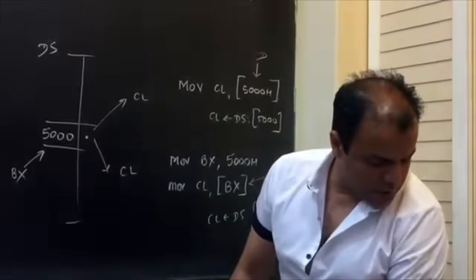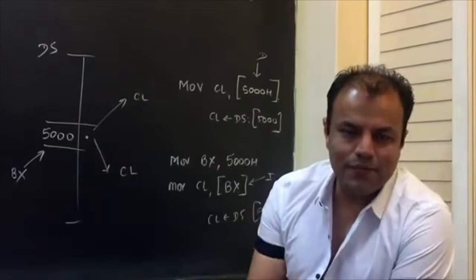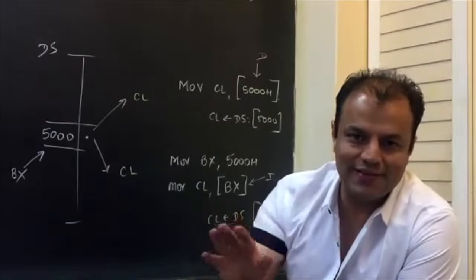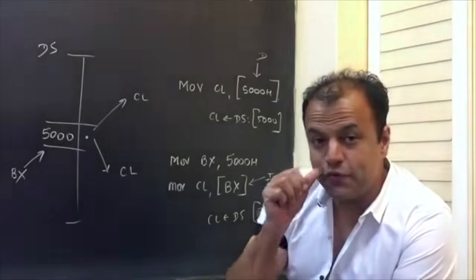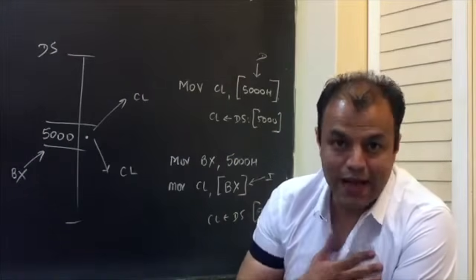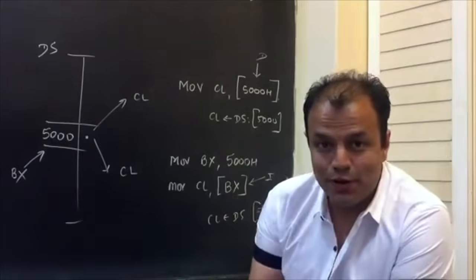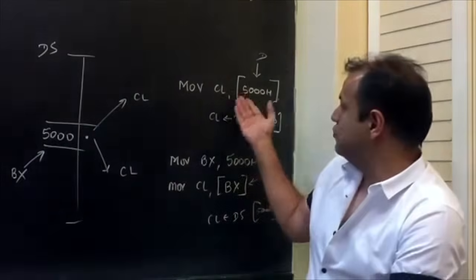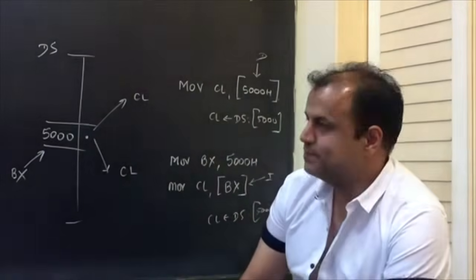Suppose I ask you a simple question. Get me the data from location 5000. That's it, that's the question. Which addressing mode will you use? Tell me. I would use direct because it's simple. Right, move CL, comma, square bracket 5000, your job is done.